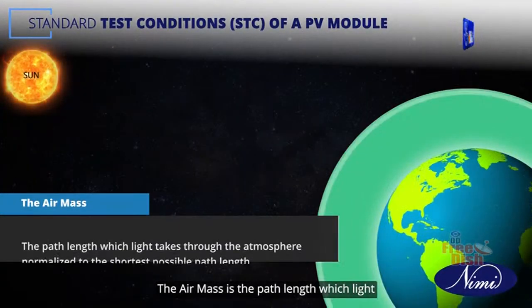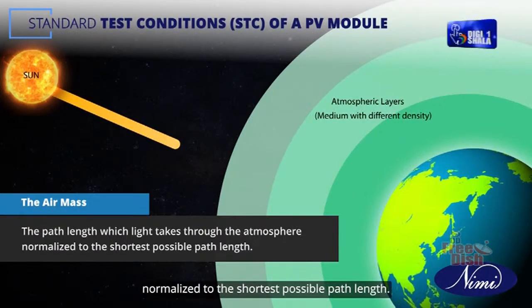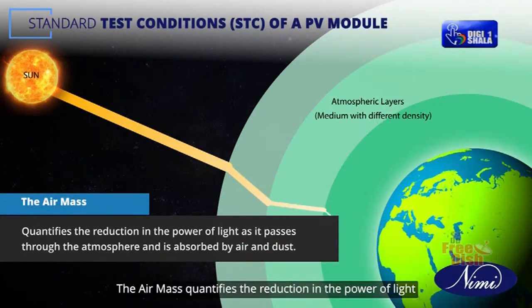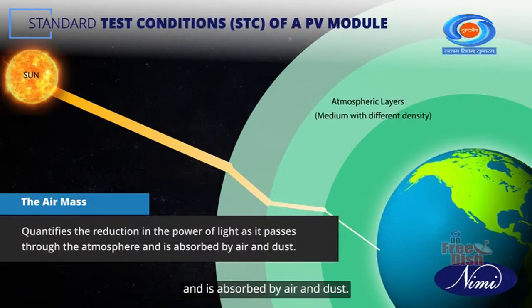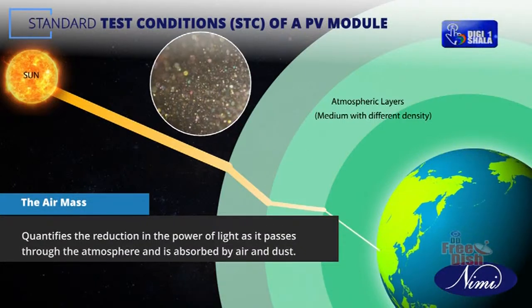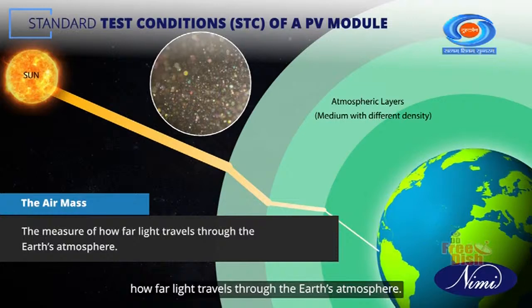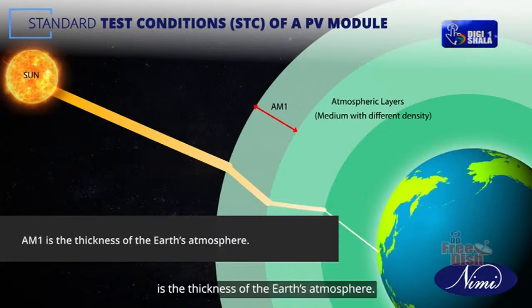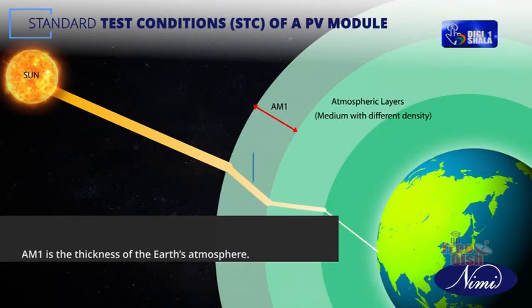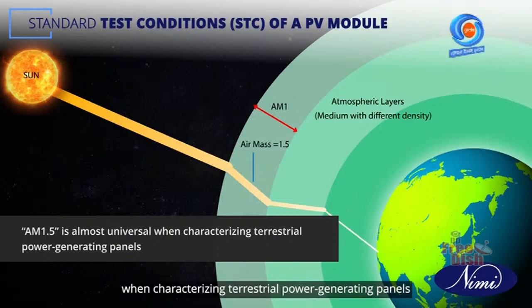The air mass is the path length which light takes through the atmosphere, normalized to the shortest possible path length. The air mass quantifies the reduction in the power of light as it passes through the atmosphere and is absorbed by air and dust. Air mass is the measure of how far light travels through the Earth's atmosphere. One air mass, or AM1, is the thickness of the Earth's atmosphere. AM 1.5 is almost universal when characterizing terrestrial power generating panels.